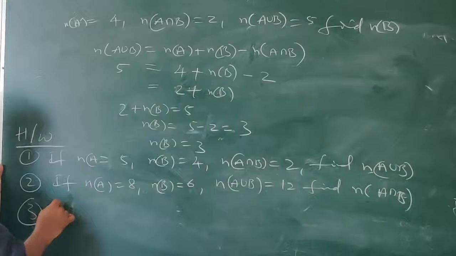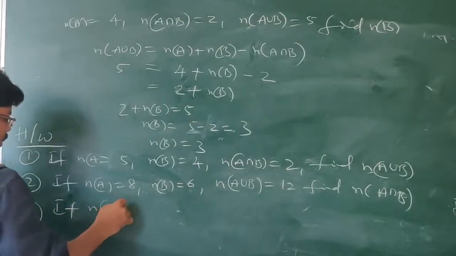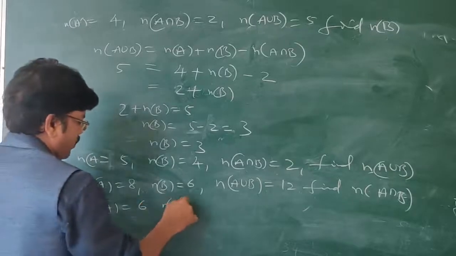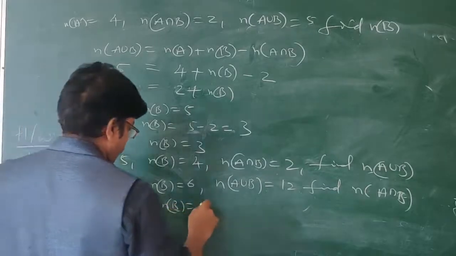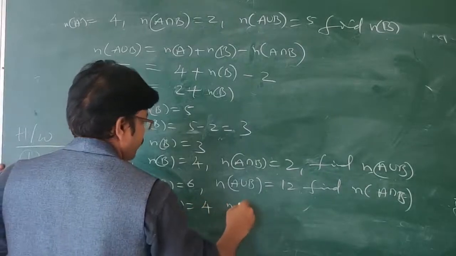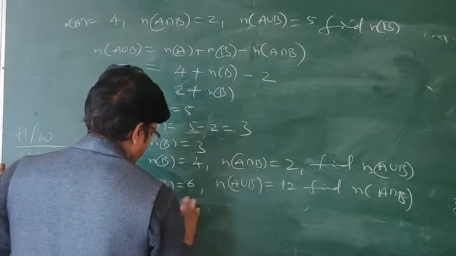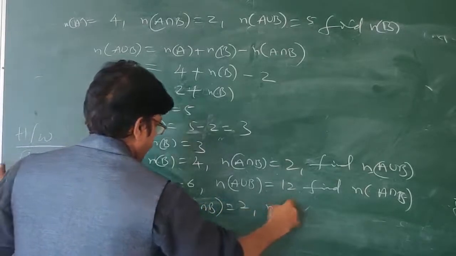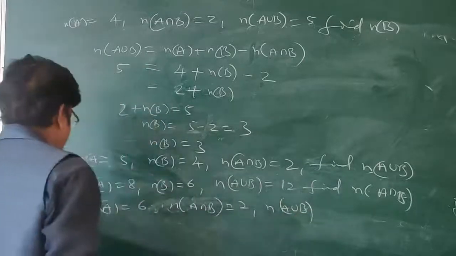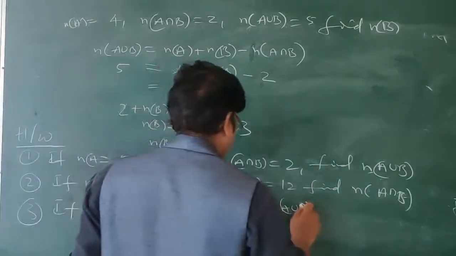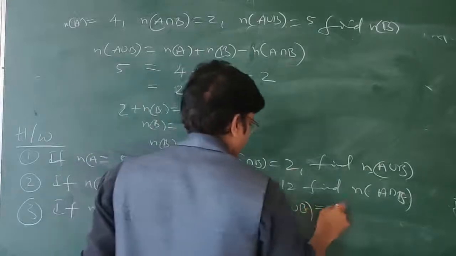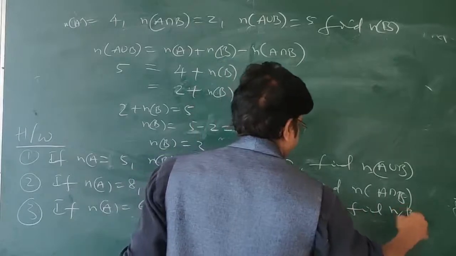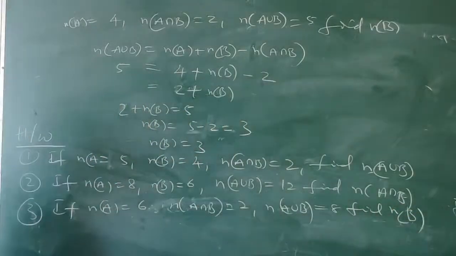Next, if n of A equals 6, n of B equals 4, n of A intersection B equals 2, n of A union B equals 8, find n of B. Okay, solve these three.